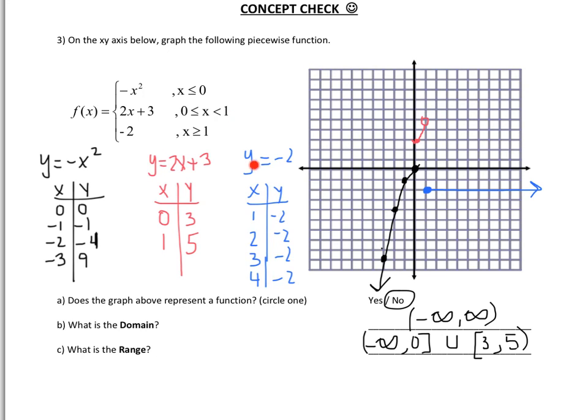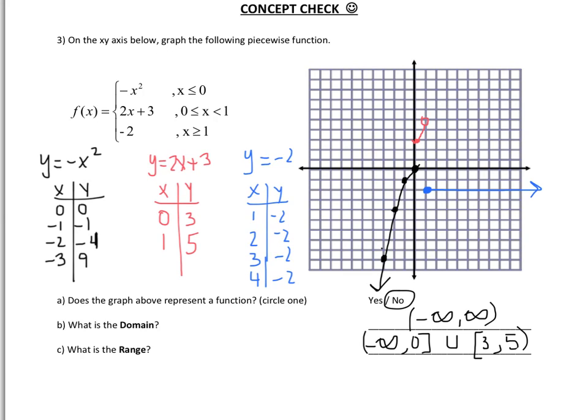Okay, then I did the line y equals negative 2, and it's all values of x that are greater than 1. It doesn't stop, so it goes on forever, and it's going to be a closed circle. So when x is 1, it's closed, and it goes on forever. So first question, does this graph represent a function? The answer is no, because here's where it fails.